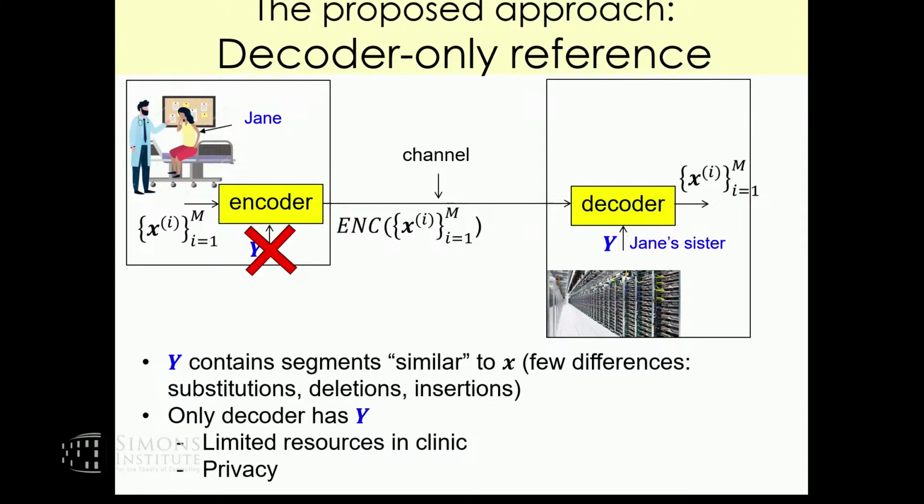And there are two benefits. One is the complexity. We basically free the doctor from handling the reference with all the complexity using a high storage cost. And also there's a privacy benefit. If we want to sequence Jane at the doctor, we have Jane's sister's DNA at the cloud, but Jane's sister does not necessarily want Jane's doctor to see her DNA. So with this scheme, we have better privacy.